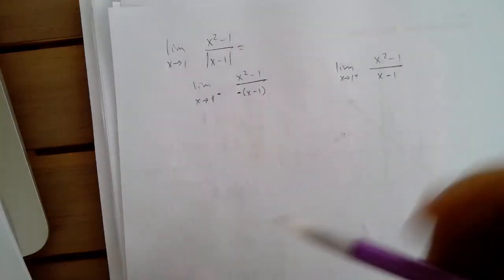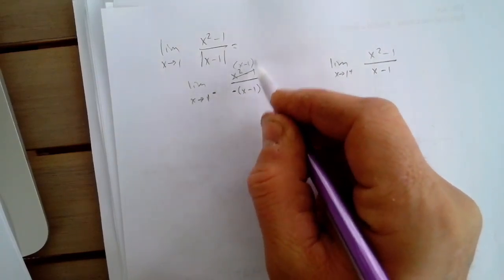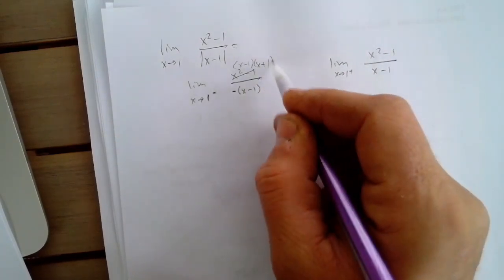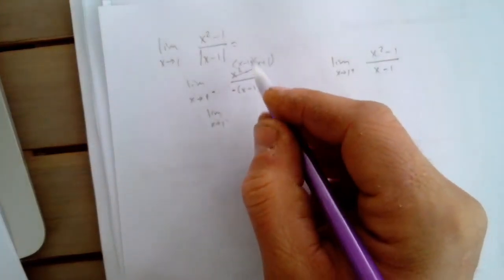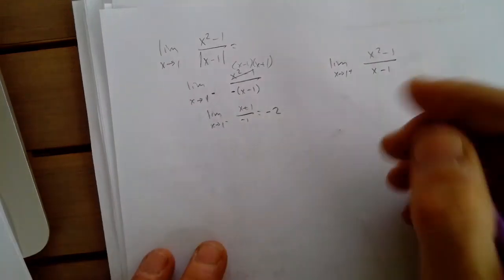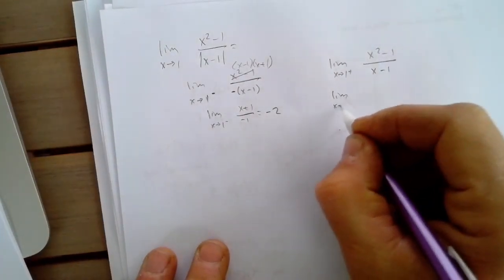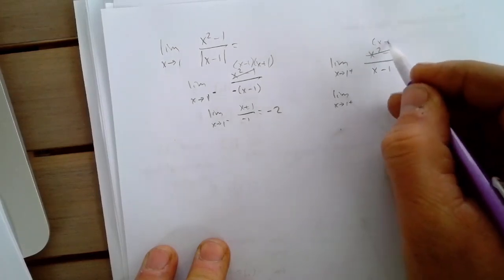So if I reduce that function and find the limit of the reduced form, I'll have x plus 1 on top and negative 1 on the bottom. So my limit here is going to be negative 2. So my left-hand limit is going to be negative 2. Let's see, I do it from the right. I say this is going to reduce the same way. The numerator, x minus 1, x plus 1. So it reduces down to x plus 1. And I get 2 there.